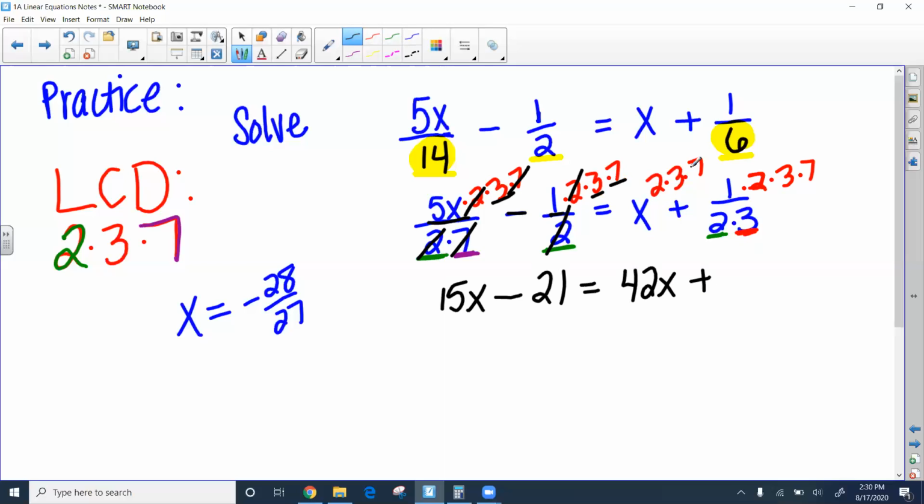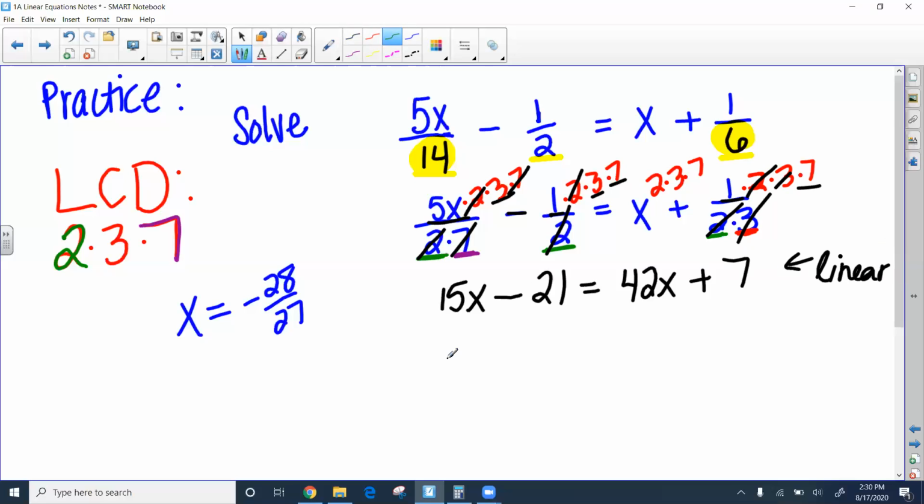So make sure you multiplied that, otherwise that could explain where your answer went wrong. And then on the last fraction, the 2 and the 3 divide out, and we're just left with 1 times 7, or just 7. All right, so that's what we have now. 15x minus 21 equals 42x plus 7. Now there's no more fractions, and now this is just a linear equation. So we can solve from here.